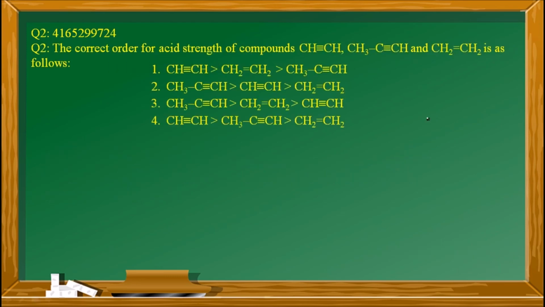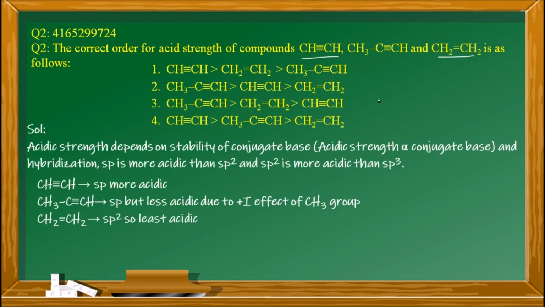The correct order for acid strength of the compounds, that is acetylene, methyl acetylene or propyne, and ethylene, is as follows. Dear friends, we know that the acidic strength of an organic compound depends on several factors. Among them, one is hybridization. That means a compound which has sp hybridization is more acidic than sp2, than sp3. So what is the hybridization? Yes friends, this is sp, this is also sp, this is also sp, whereas this is sp2. So among these, these two are sp hybridized.